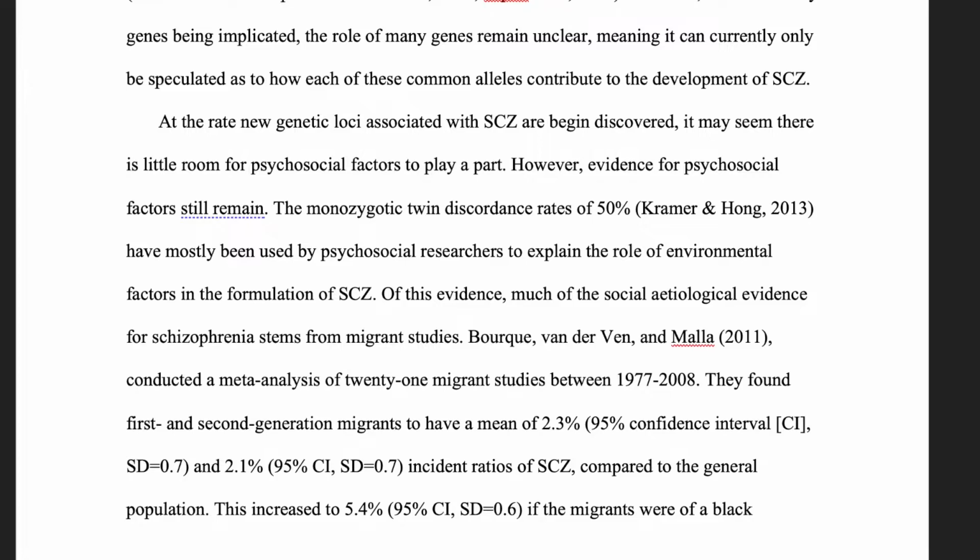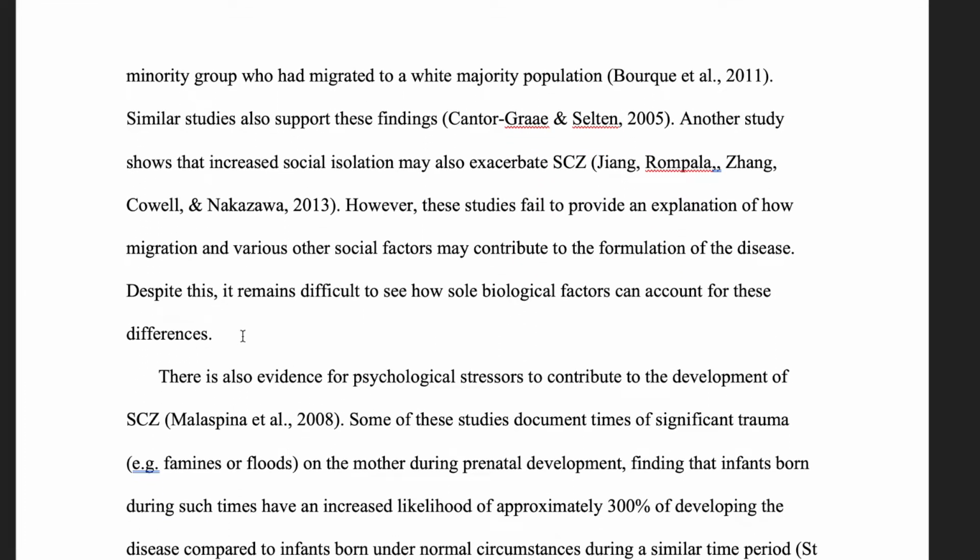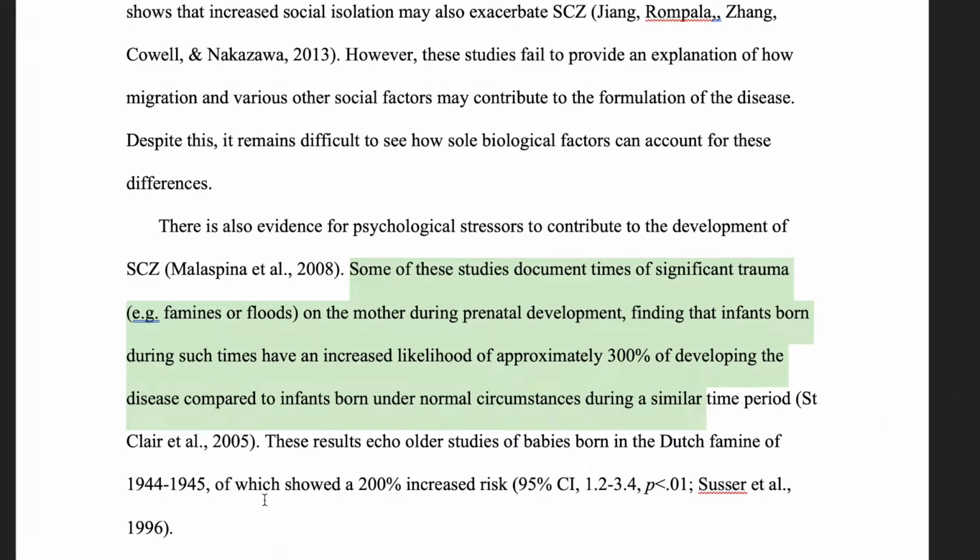For example, here I've talked about increased incident rates in schizophrenia in the migrant population and that other similar studies support these findings. I've also done a similar thing where I write about increased rates of schizophrenia in people born at times of significant trauma, and that these results echo other studies of babies born during the Dutch famine. So I've linked different types of studies together because they're talking about the same thing.